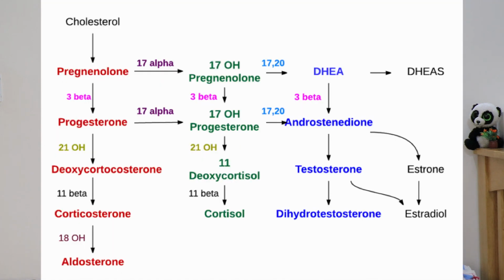Once again, let's go back to the first video where we saw that the most common form of CAH is 21-OH-CAH. In the diagram, you can see 21-OH is required here and here. As a result, cortisol cannot be produced because it gets blocked at 17-OH progesterone, commonly known as 17-OHP.